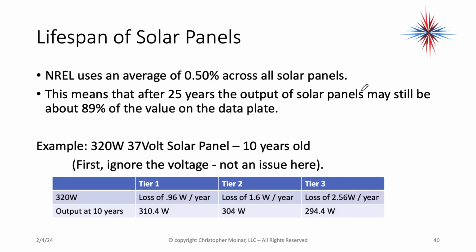The National Renewable Energy Laboratory uses an average of 0.50% across all solar panels. This means that after 25 years, the output of solar panels may still be around 89% of the value on the data plate. Here's an example.